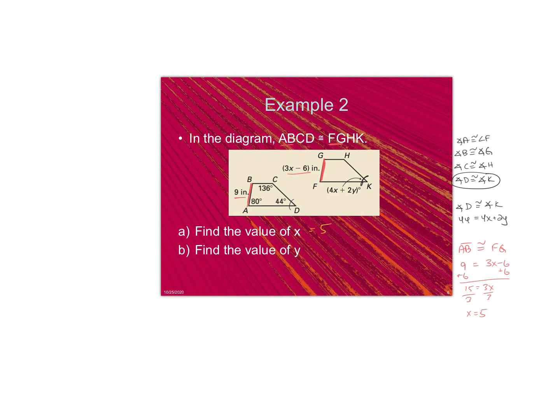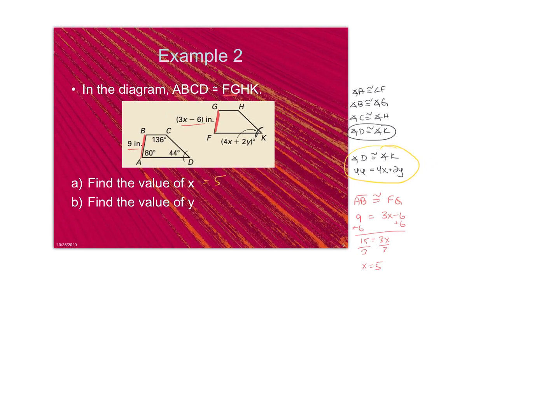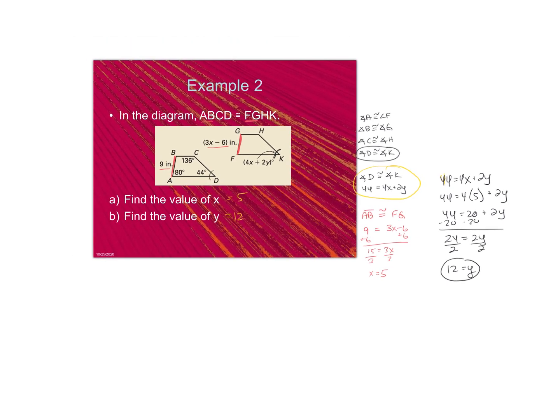Now I should be able to plug that in to find my y value. I go back to this equation, 44 equals 4x plus 2y. I know that x is 5 now, so I get 44 equals 20 plus 2y. I'll subtract 20 from both sides. I get 24 equals 2y, and if I divide by 2, I get 12 equals y. And so y equals 12. That should be all that I need.